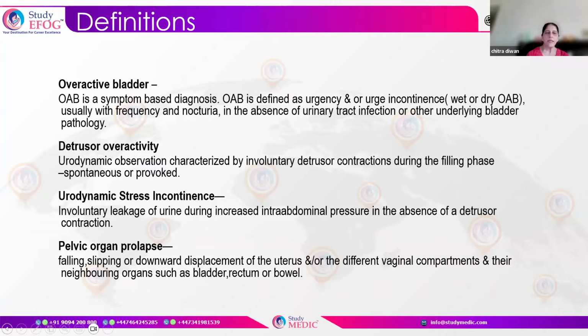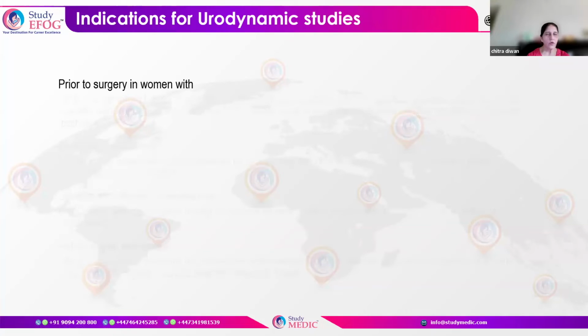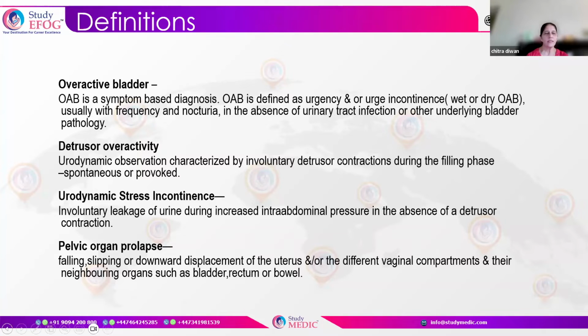Detrusor overactivity, on the other hand, is characterized by involuntary detrusor contractions during the filling phase, and it could be spontaneous or provoked. So this is basically a urodynamic diagnosis. Urodynamic stress incontinence means that there is involuntary leakage of urine with increased abdominal pressure, and there is no detrusor contraction. And pelvic organ prolapse means there is falling, slipping, or downward displacement of the uterus and/or the vaginal compartments and their neighboring organs such as the bladder, rectum, or bowel.